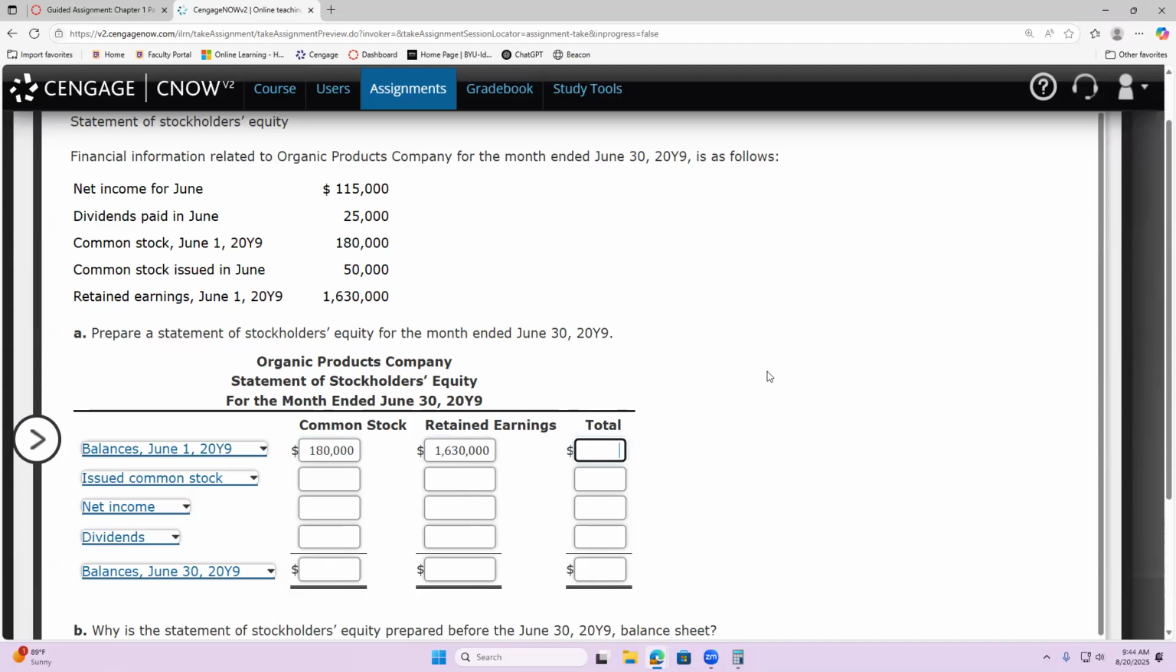Why is my brain not working here? 1,810,000. Maybe someone should do their maths, make sure I didn't do that wrong in my brain.